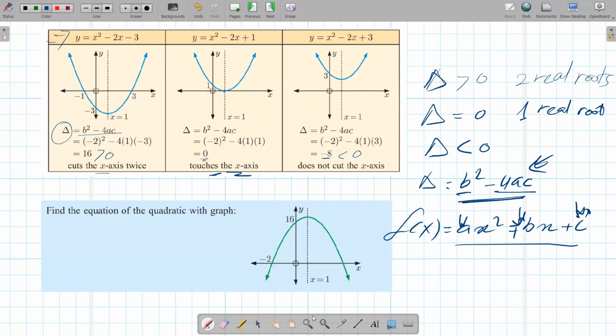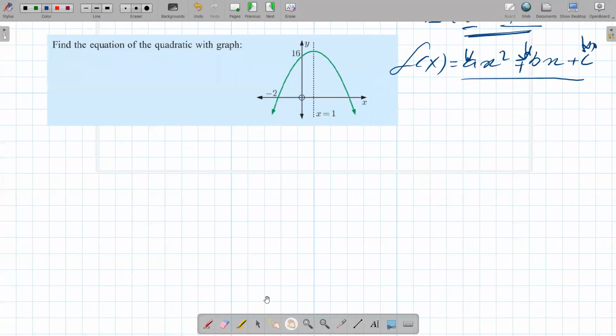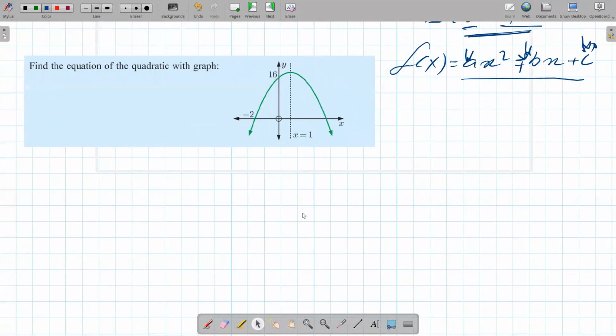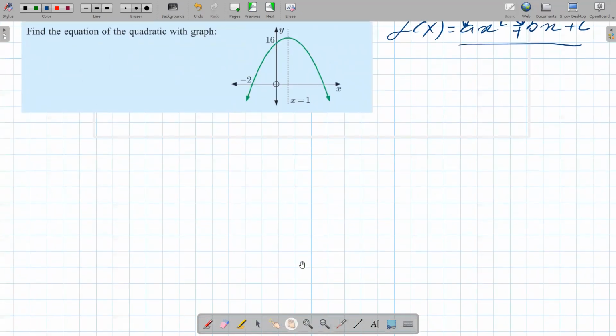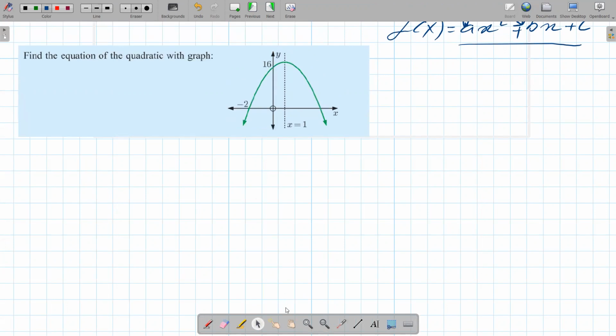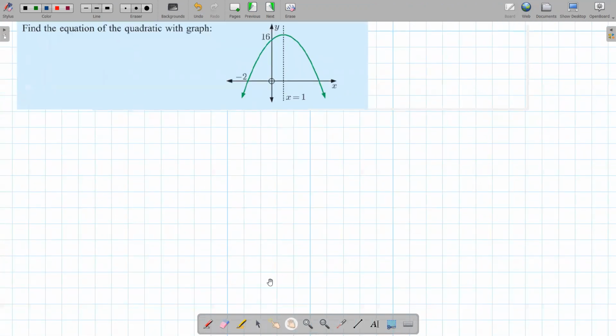Okay. Now we need to solve this question. It says: find the equation of the quadratic with an x-intercept of -2 and x equals 1 as the axis of symmetry and a y-intercept represented by 16. Now we need to find the equation.